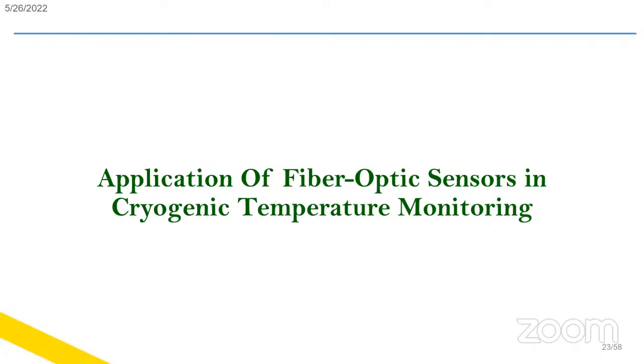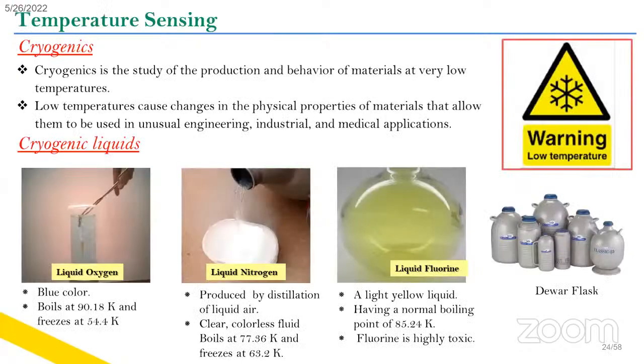So this is the application of a fiber optic sensor in cryogenic temperature monitoring. What is cryogenic? Usually when we discuss temperature sensing, we talk about room temperature or high temperature, like 500 degrees Celsius, 200 degrees Celsius. But there is another part, which is called cryogenic. Here we always talk about negative temperature, extremely low temperature.